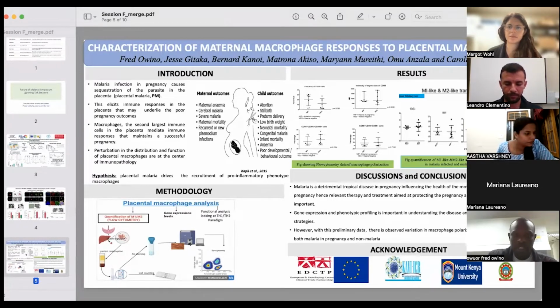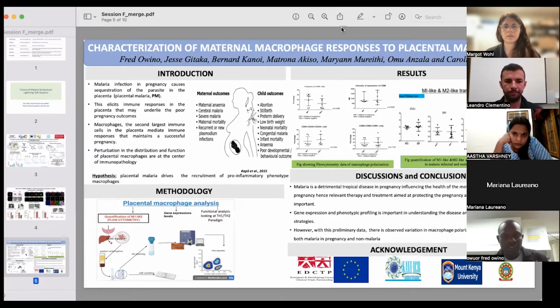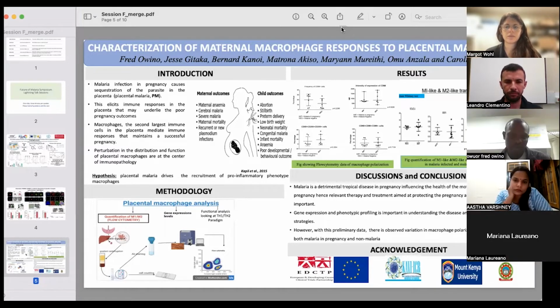Going to this work, we all know malaria is a big threat to the tropical regions of the world, and it has more effect especially in the sub-Saharan region. We have a lot of malaria infection that occurs especially in regions like Kenya, where I'm from. And we notice that during malaria infection, especially in pregnant women, the parasite tends to sequester inside the placenta, causing placental malaria. During infection, one of the largest immune cells in the placenta is macrophages. Macrophages tend to sustain pregnancy, and therefore, when there is a change in the placenta, that is when there is infection, they recruit other cells that cause pro-inflammatory effects.